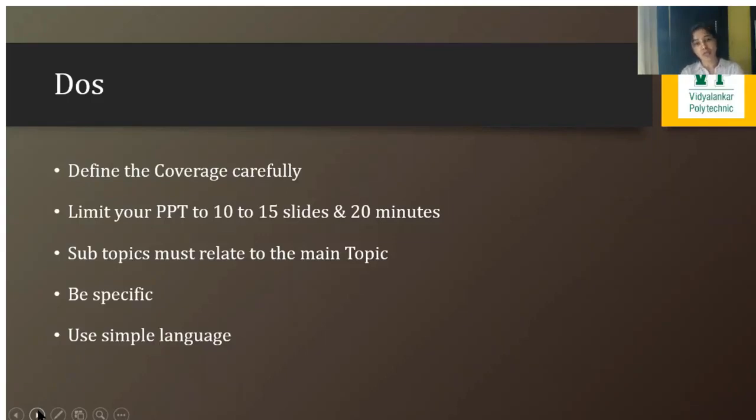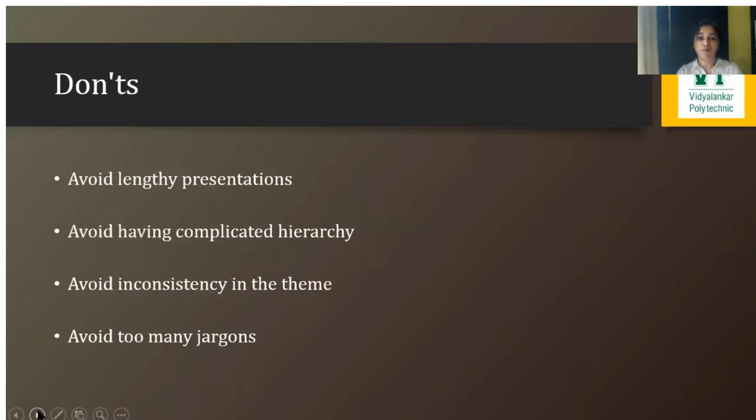Subtopics must relate to the main topic so that the coherence element that we discussed earlier should be there, and we have to be specific, and we should use simple language also. When I'm talking about don'ts, what we should avoid: obviously, avoiding lengthy presentations will be helpful.